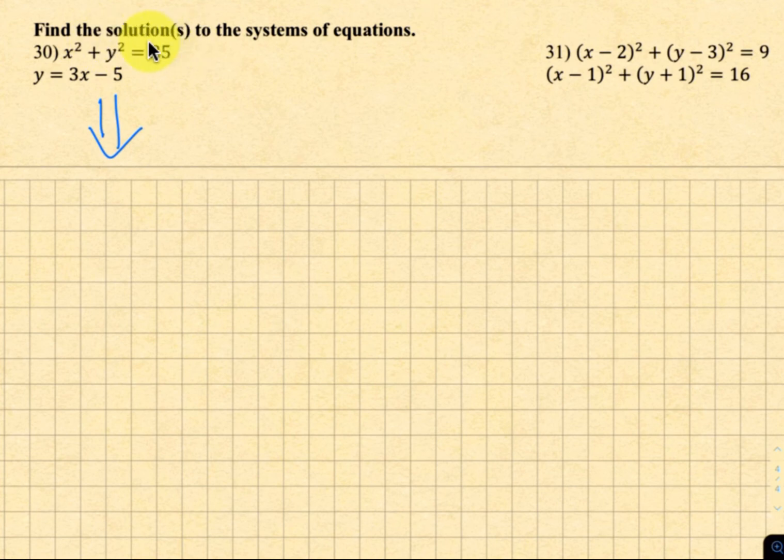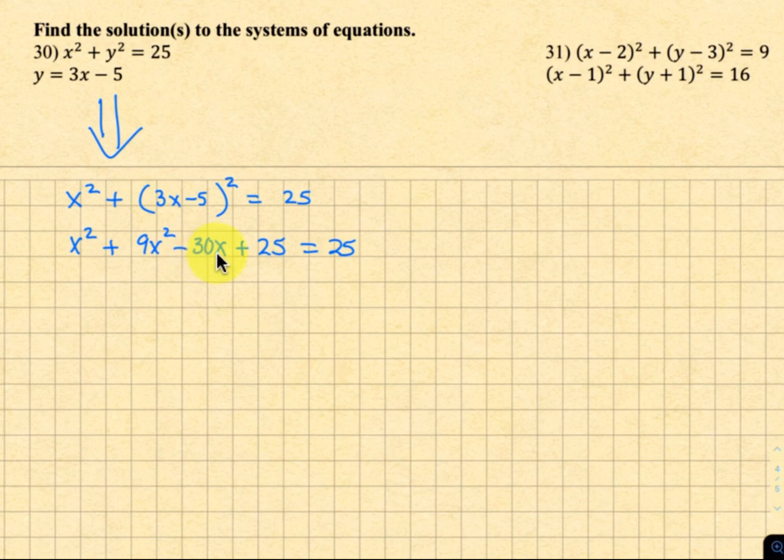For number 30, we want to find the solutions to the system of equations. First, we use substitution by replacing the y in the circle equation with 3x minus 5. So we have x squared plus (3x minus 5) squared equals 25. We can then expand the (3x minus 5) squared, and we get 9x squared minus 30x plus 25.